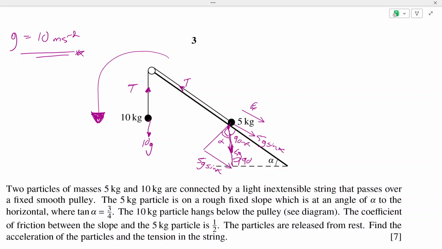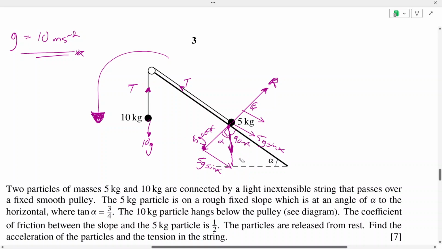Sine alpha, right? And then we know that we usually have the reaction that acts perpendicular to the slope, right? And we know that the component of the weight acting in parallel to the reaction is the adjacent side of this triangle, which is 5g. 5g is the weight, remember? 5g cos alpha, like that. Okay, so the diagram is a bit messy, but I hope you get it.